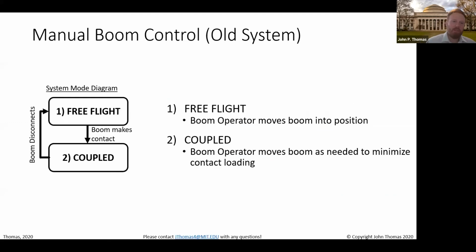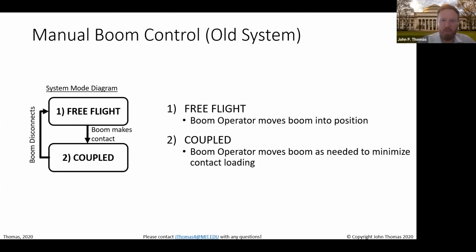Here's the old system. There are basically two modes. There is a free flight mode and a coupled mode. Free flight mode, you're moving the boom into position. Coupled mode, you're moving it as needed to minimize maybe contact loading. Very manual concept. And the decision is we're going to automate some of this stuff. What are we going to automate?